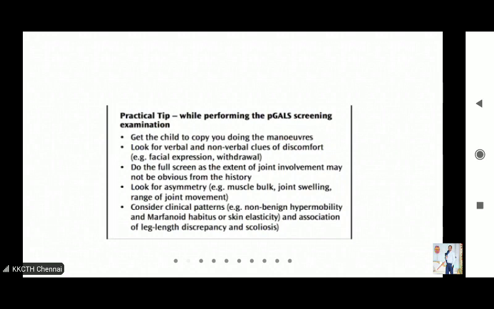So don't dictate the child and ask them to do maneuvers. You have to show them how to do it. And while checking the joints, look at the child's face to look for any obvious discomfort. Don't keep concentrating on the joints itself, and obviously do a complete screen all the time. Look for any obvious asymmetry and consider any clinical pattern. For example, a child presenting with hypermobility may have an underlying syndrome.